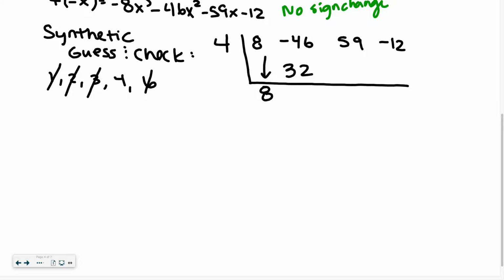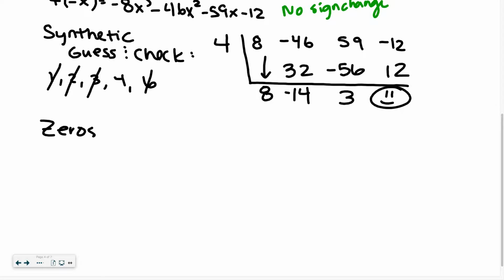Let's see, negative 46 plus 32, that would be negative 14. And then negative 14 times 4 is going to be negative 56, which plus 56 is 0. Yay! We found it, right? So we're trying to find all the zeros. We have one of the zeros is 4.